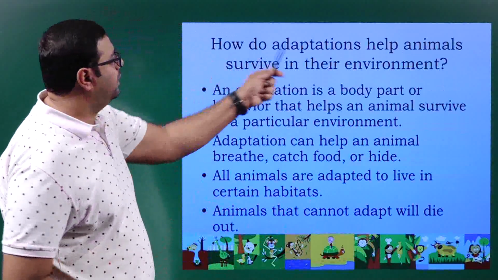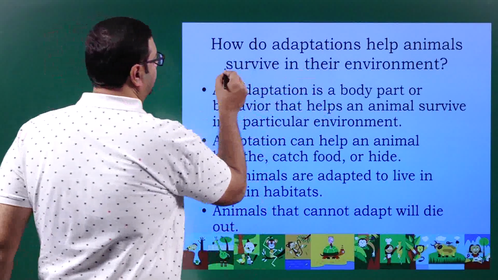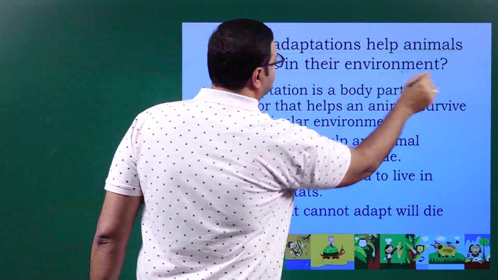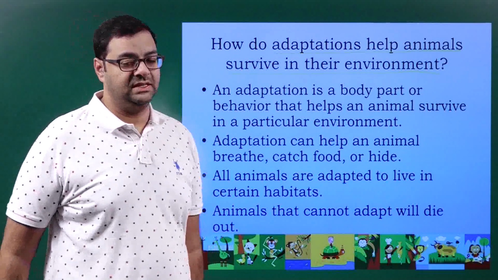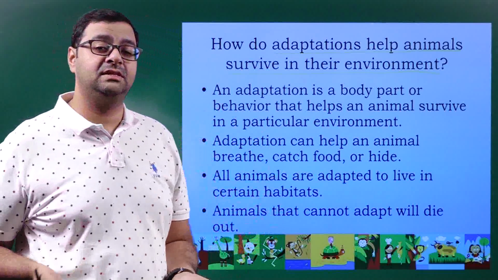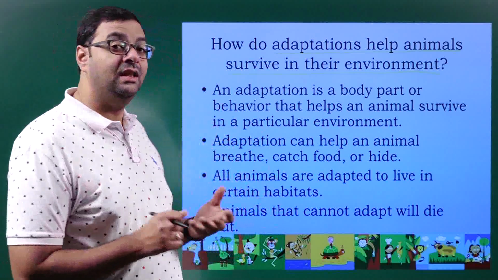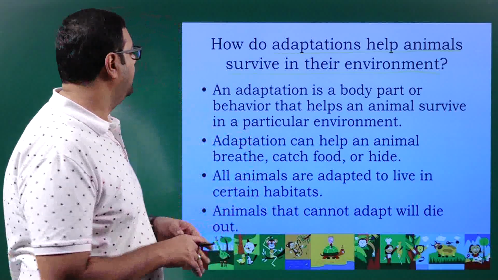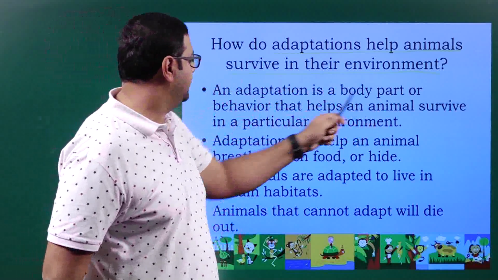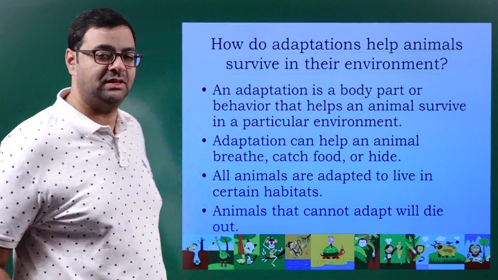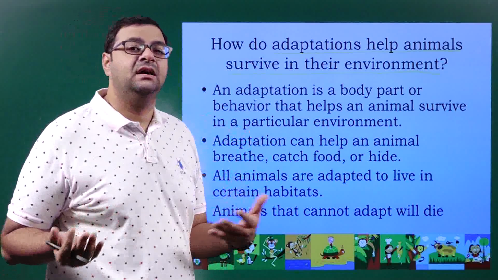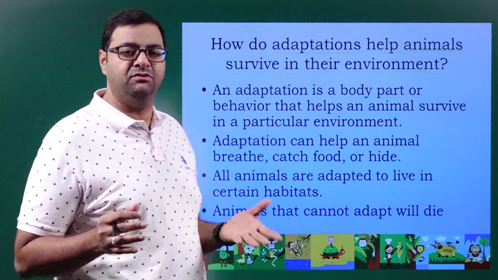Now, how do adaptations help animals survive in their environment? We have seen what ecology is, but here, how these interactions happen with the environment is what we will see today. That means how the animals have adapted or evolved themselves to live in that particular environment. An adaptation is a body part or behavior that helps an animal survive in a particular environment. We have also seen that in plants, but here it is a little different because the animal moves here and there in search of food and shelter.